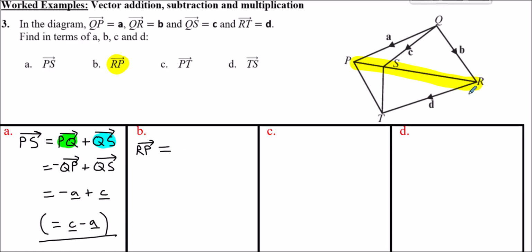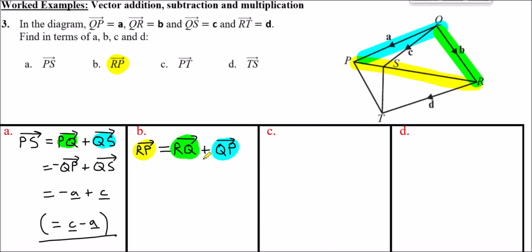So from R to P, using the diagram, what we could do is go up to Q. So if we go from R to Q first of all, and then once we get to Q, we can go from Q to P. So just colour coding this, and from Q to P, like so.